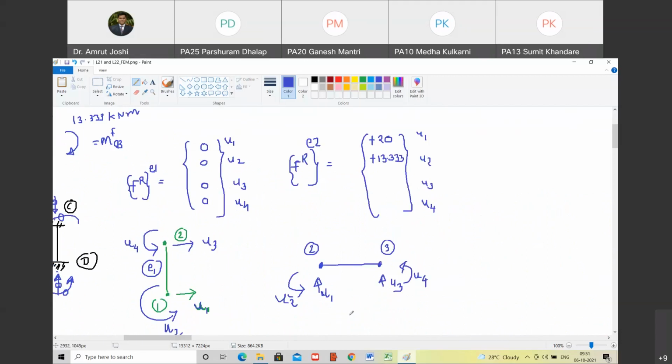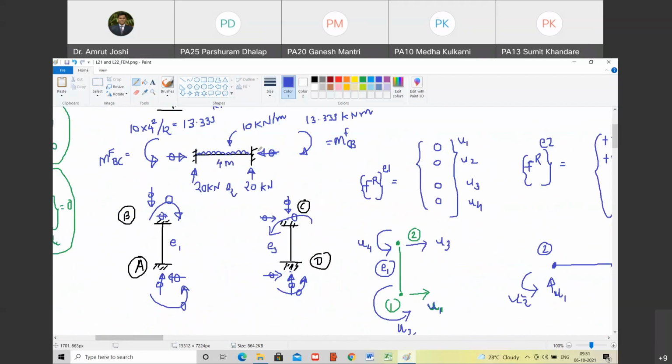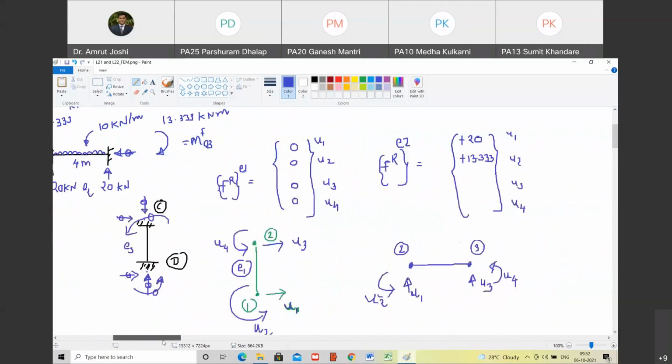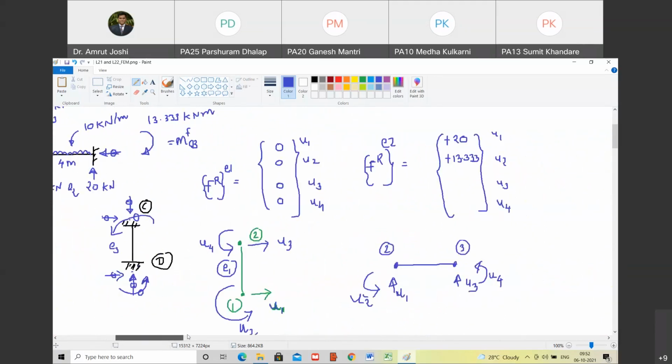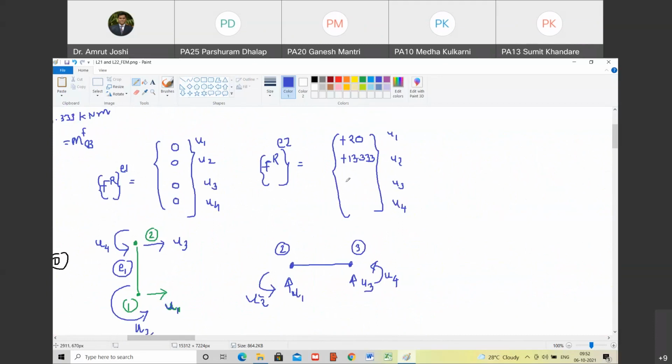Look at U3. What is U3? U3 is vertical translation at 3. 3 is nothing but this end. Are you with me? So is there a vertical force reaction here? Yes, that is 20 kilonewton and that is in the direction of U3. So therefore I am going to write it as plus 20. Mind you, these signs have nothing to do with upward, downward, towards right, towards left. You have to look at how U1, U2, U3, U4 are shown, and with reference to the directions of U1, U2, U3, U4, what is the direction of the reactions? Are you with me?